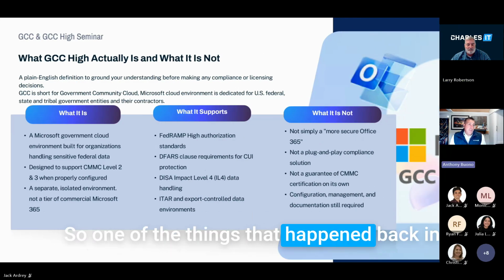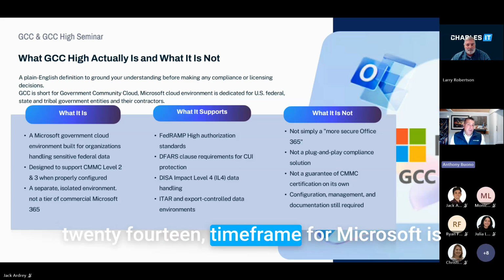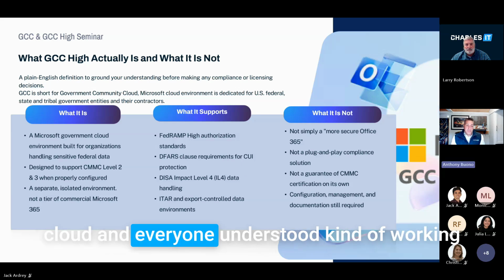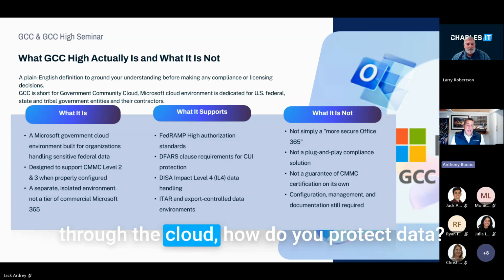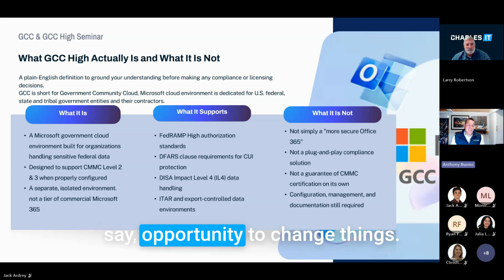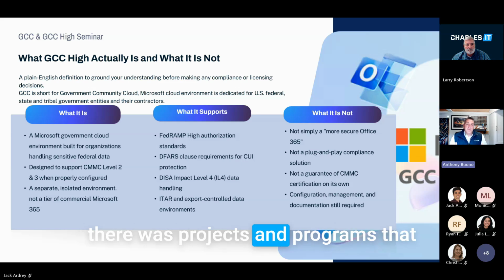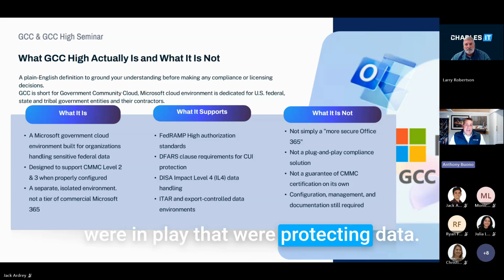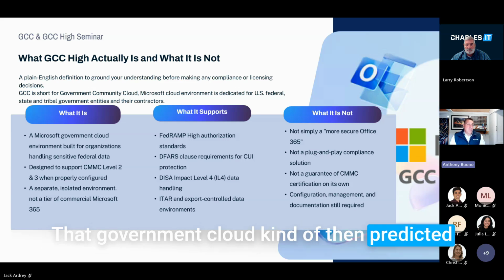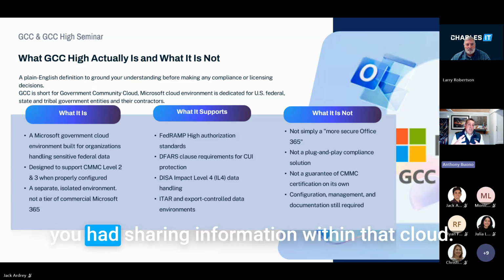So one of the things that happened back in the 2014 timeframe for Microsoft is they always had the commercial cloud, and everyone understood how to work through that cloud. How do you protect data? The government had some opportunity to change things. There were projects and programs in play that were protecting data. They realized that they needed to stand up a government cloud. That government cloud predicted what was actually happening, because then you had sharing of information within that cloud.